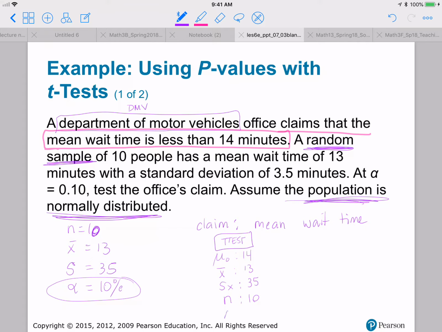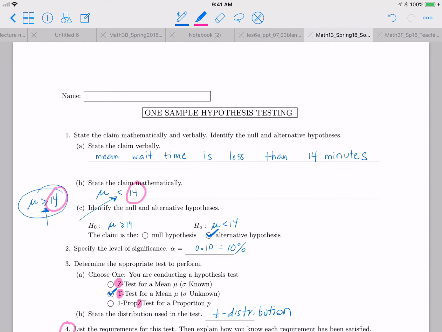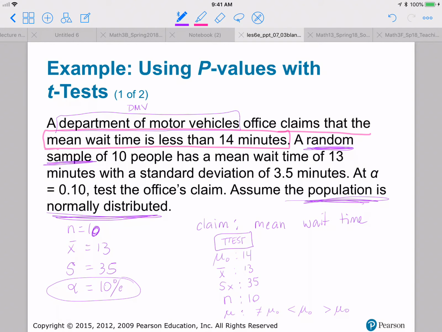And then for mu, is it not equal to mu naught? Is it less than mu naught? Is it greater than mu naught? I need to look at my alternative hypothesis. So I look here, and my alternative hypothesis is right here, right? So I need to use less than. Okay, see how that's a less than? So over here, I'm going to select less than.